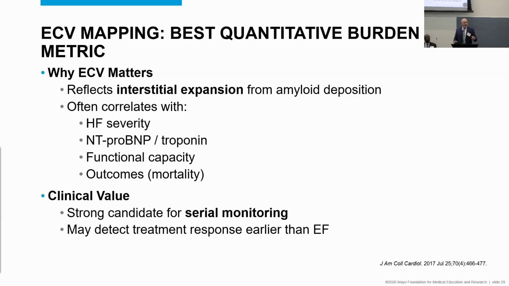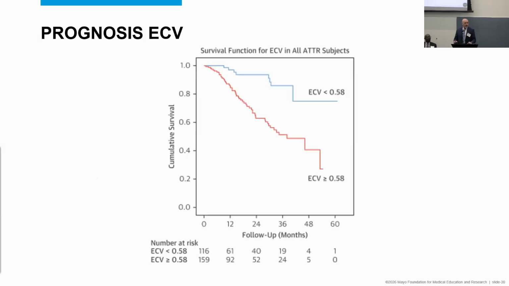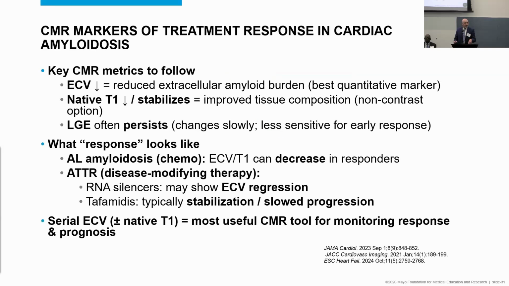And when we look at this, it correlates with heart failure severity, your NT-proBNP level, your functional capacity. If you look at a 6-minute walk, the higher the ECV, the worse the individual's outcomes are potentially going to be. And again, it is a strong candidate for serial monitoring. From a prognostic standpoint, if your ECV increases, and in this particular study the cutoff was 0.58, they have significantly worse outcomes compared to people who had a normal ECV. So again, it does provide prognostic value for us.